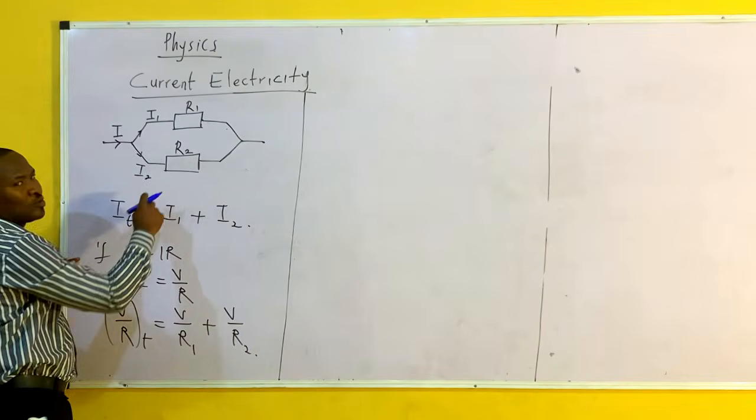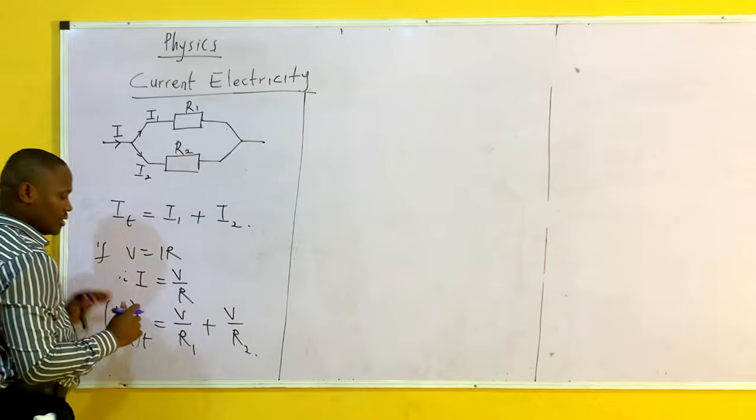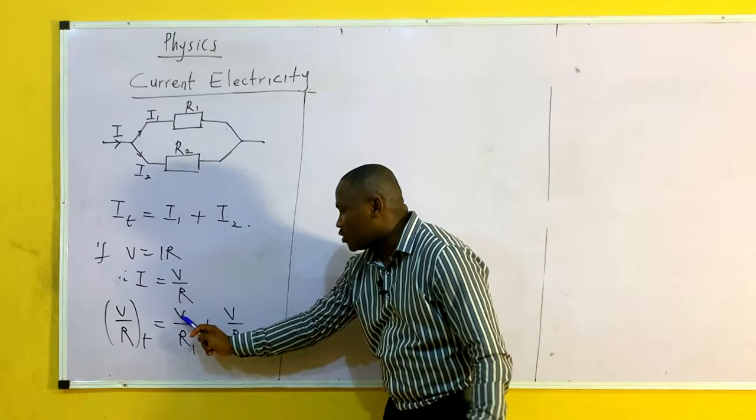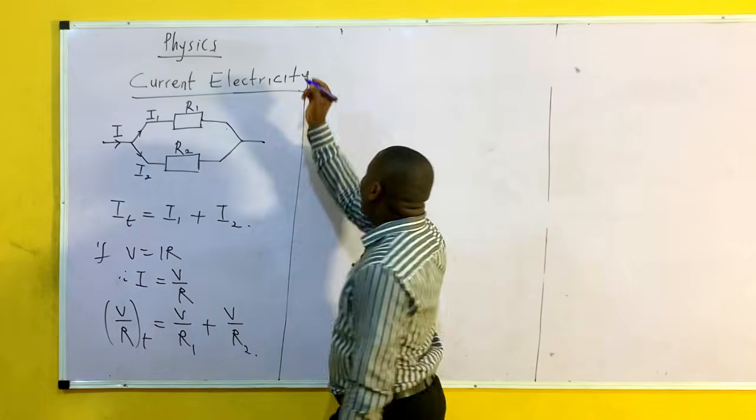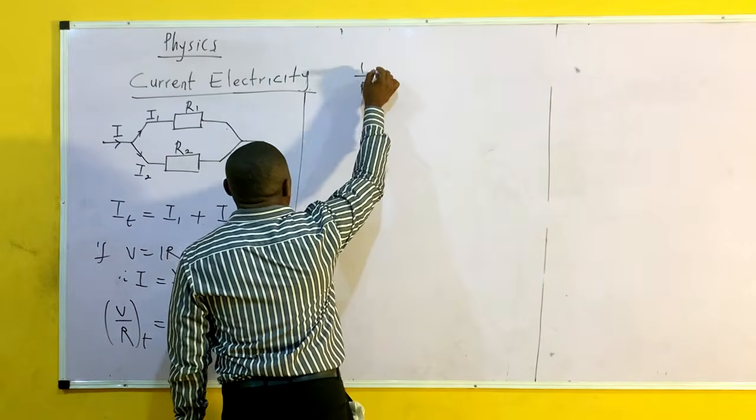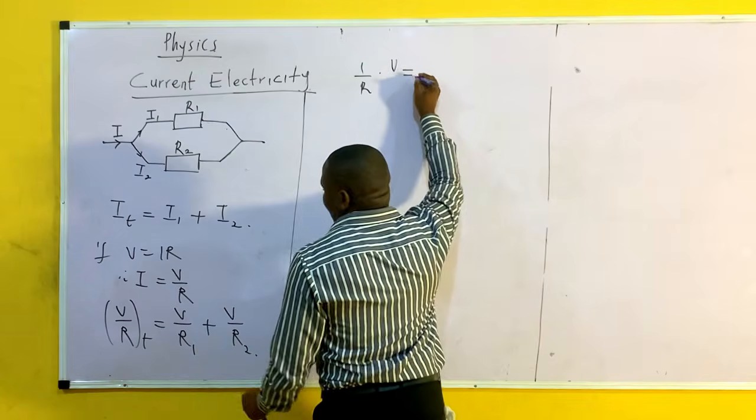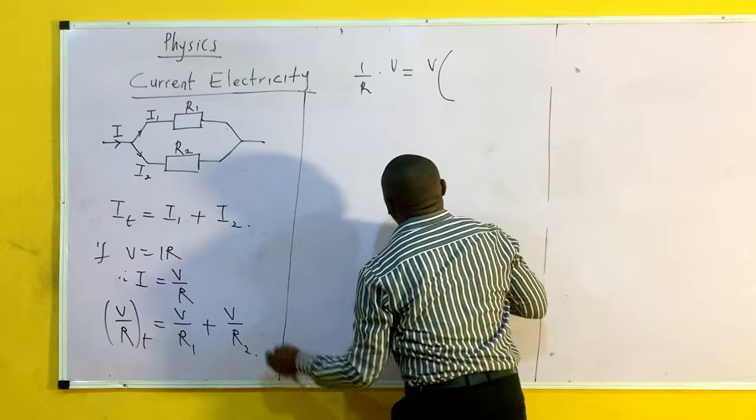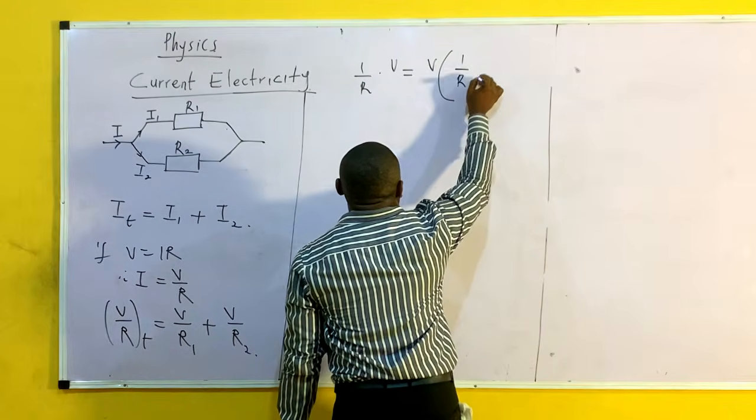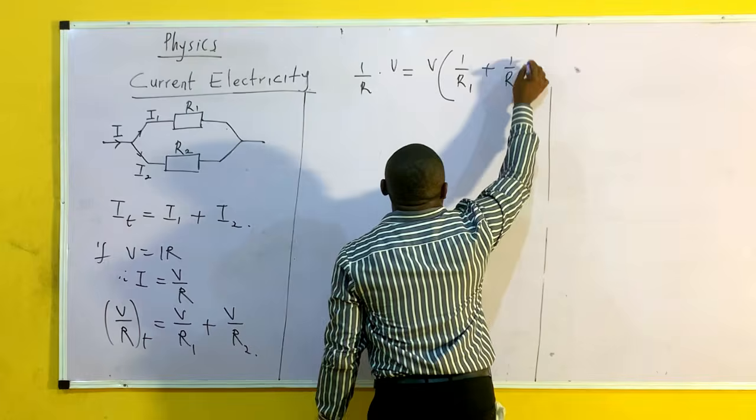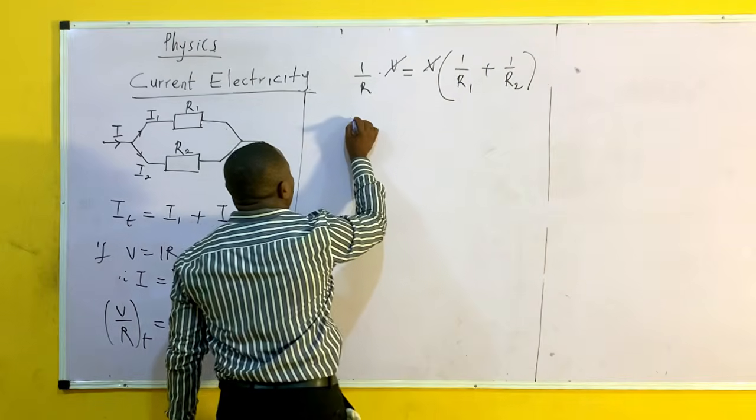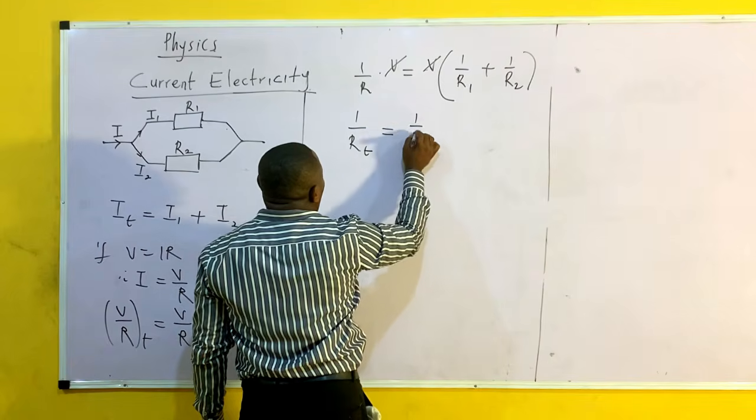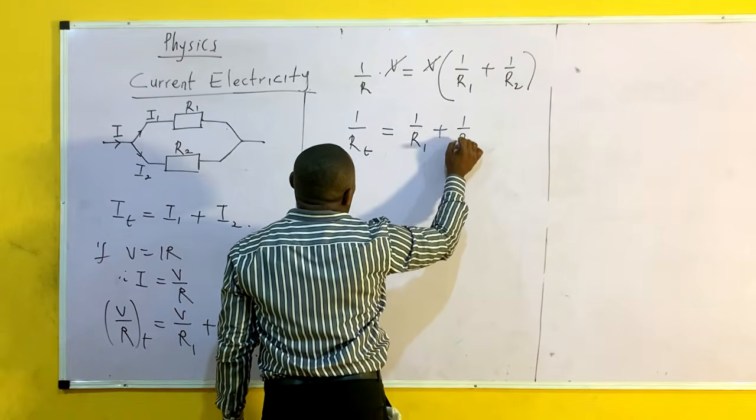Remember, what do they have in common? They have the same voltage but different currents. So if they have the same voltage, it means that this V equals this V equals this V. So I have 1 over R times V equals V open bracket, the V here is common, 1 over R1 plus 1 over R2. So my V cancels out V. I have 1 over R total equals 1 over R1 plus 1 over R2.